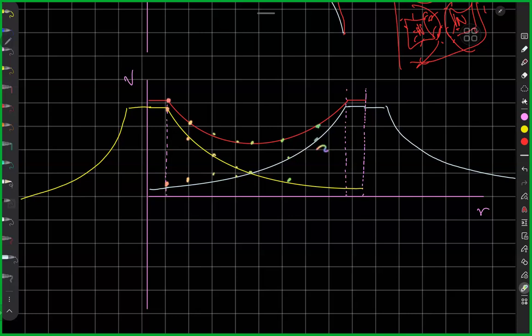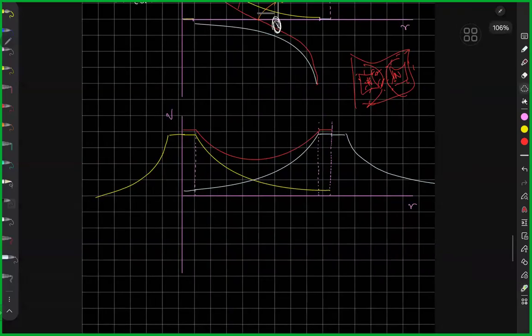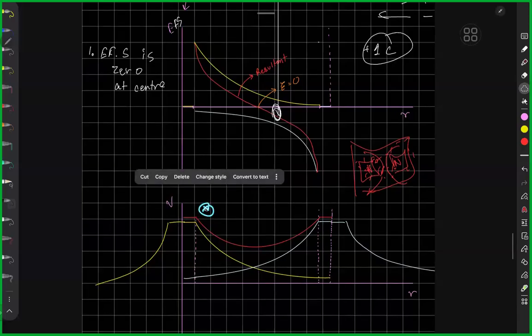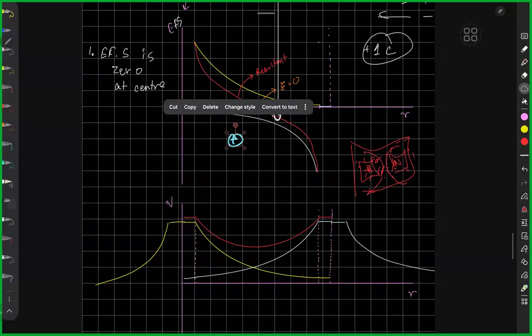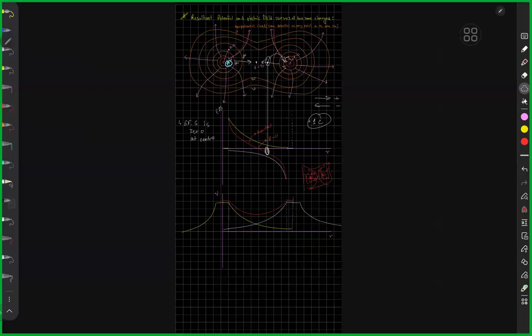And you know what you see? Right at the center, the potential curve is the minimum. What does this mean? If you leave a test positive charge near, let's say, over here, and it gets pushed away, keeps getting pushed away, somewhere over here it becomes stationary. And it just stays here. It won't move. Why? Because the forces are equal and opposite on either side.